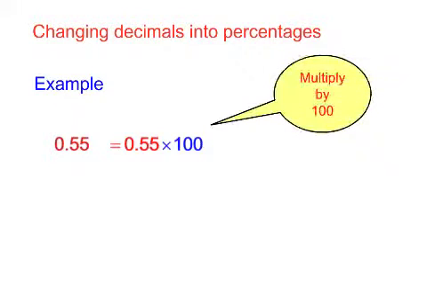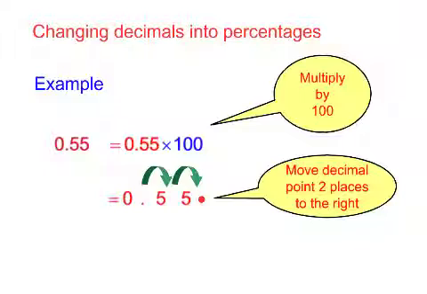How about changing decimals into percentages? Well, we use the same idea as before. Here's an example, 0.55. To change that decimal into a percentage, we multiply by 100. And when you multiply by 100, what you're actually doing is moving the decimal point 2 places to the right. So we start at the decimal point, move 2 places, and we finish after the last digit, the 5 in this case. So we have an answer of 55, which is 55%. So 0.55 is 55% as a percentage.